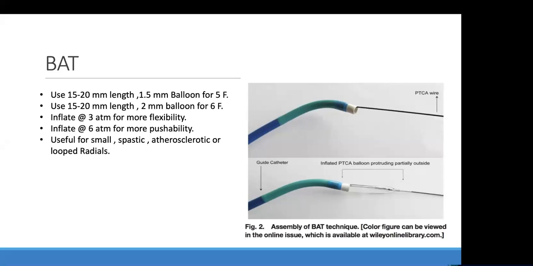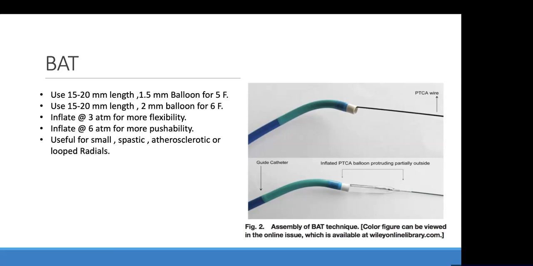What you do in this procedure is you have to have a coronary wire and a balloon. The size is usually based on whatever sheath size you have. If it was 5 French, you use a 1.5 balloon. The usual length is 15-20 millimeters. If it's 6 French, you use a 2 millimeter balloon. And the inflation is between 3 and 6.